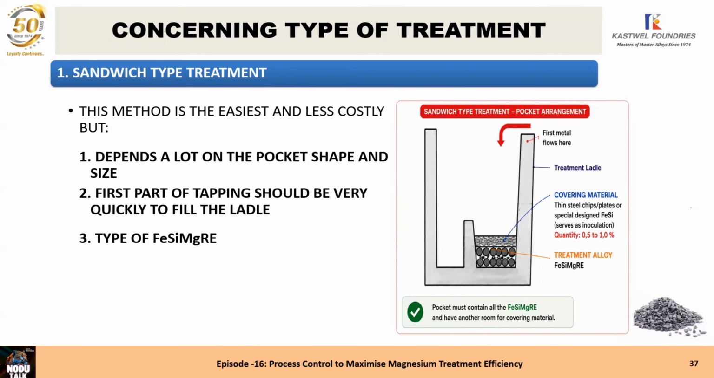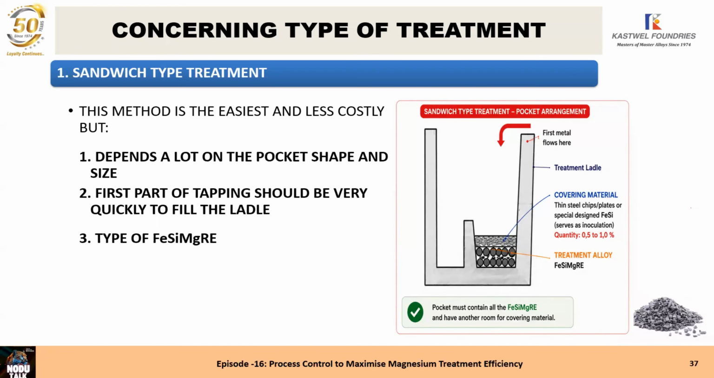The sandwich type treatment method is the easiest and least costly, but it depends a lot on the pocket shape and size. The first part of tapping should be very quick to fill the ladle and to be away from the magnesium pocket. It should be in the other half, and it also depends on the type of ferrosilicon magnesium rare earths. The first metal will flow here. You must avoid the first metal hitting the polymer covering material of the magnesium alloy. The thin steel chips, plates, or special design ferrosilicon serve as inoculant.